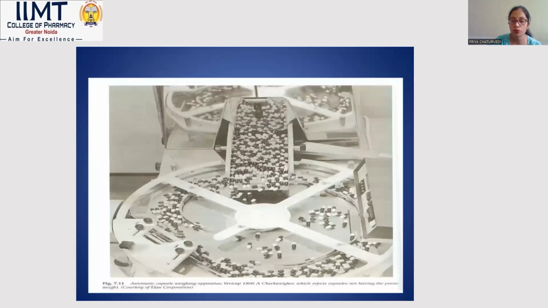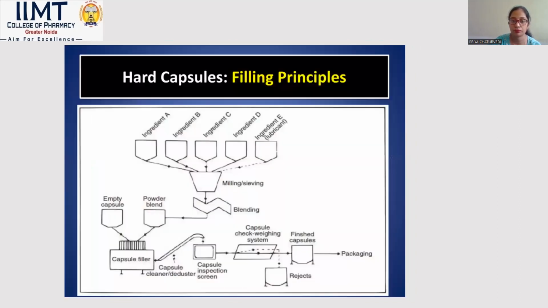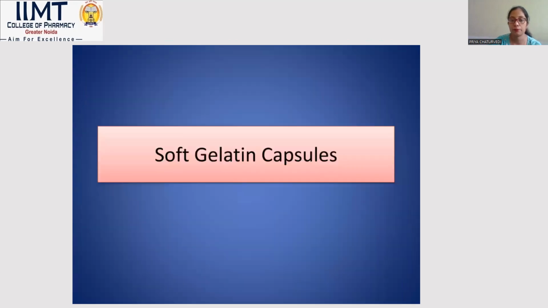The automatic capsule weighing apparatus. Now, the filling principle. This is the process: all the ingredients are milled and then they are blended, and then finally the powder blend is passed into the capsule filler, and then in the capsule inspection screen it is checked and the finished capsules are packed while the others are rejected.